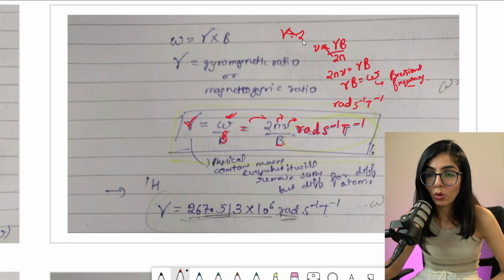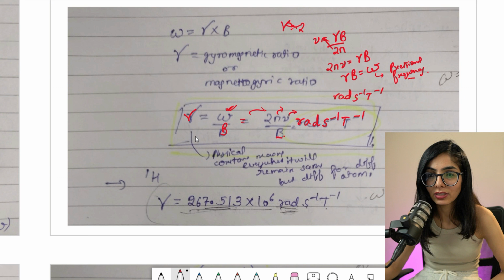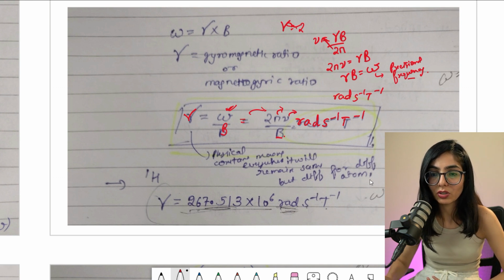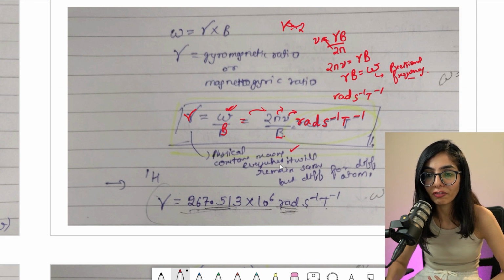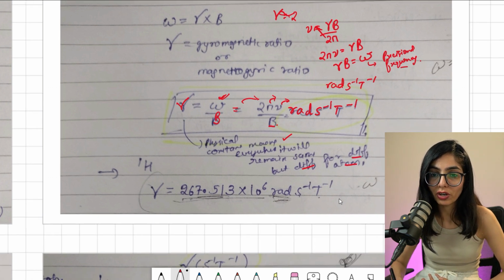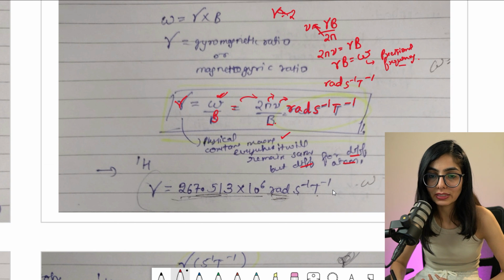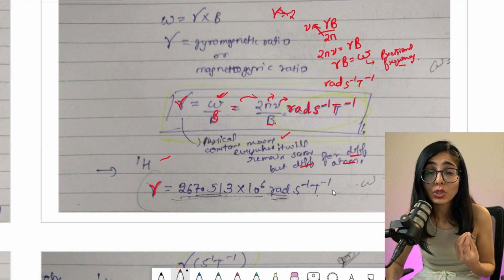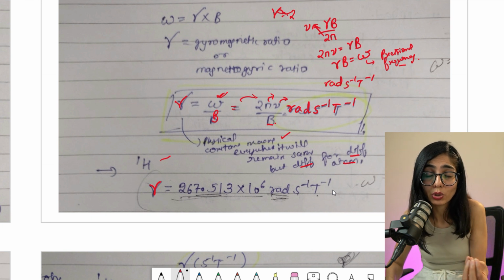Also, there is one more thing, that gamma is the gyromagnetic ratio. It is a physical constant, meaning everywhere it will remain the same, but it is different for different atoms. Just like the way I have written over here, for hydrogen the value of gamma is 267.513. These values are very necessary. You should know these values. You should learn these values.